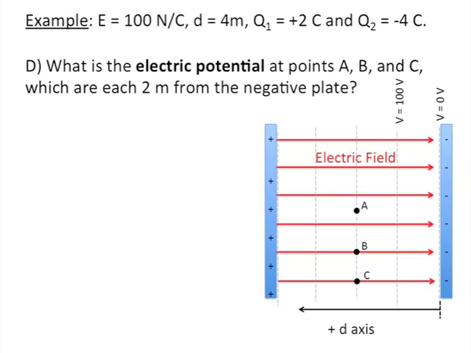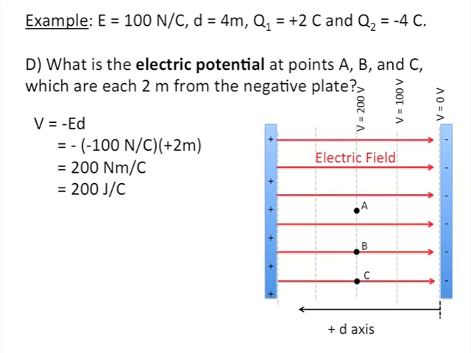Now let's find the electric potential at points A, B, and C. Well, they all have the same position, a position of 2 meters. So they're all going to have the same value for potential. And using our equation, we find that that value is 200 joules per coulomb, or 200 volts.